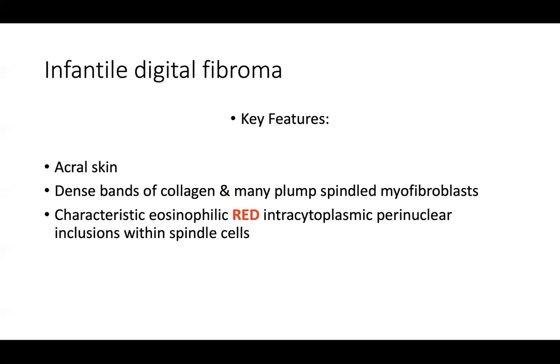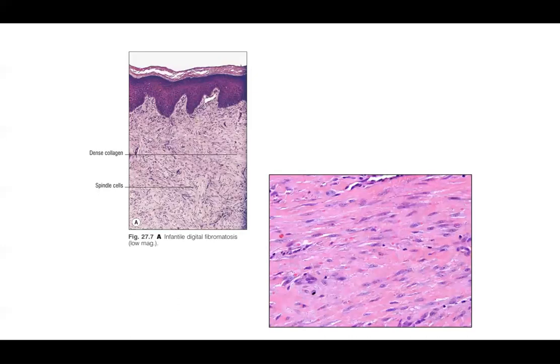What are the key features? It presents on acral skin. You have dense bands of collagen and many plump spindle fibroblasts. And the key to the diagnosis, at least for testing purposes, but I've seen many cases of this in real life, you see beautifully these eosinophilic red to pink intracytoplasmic perinuclear inclusions within the spindle cells.